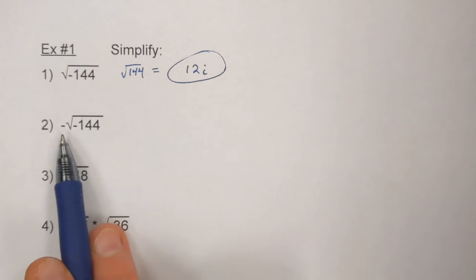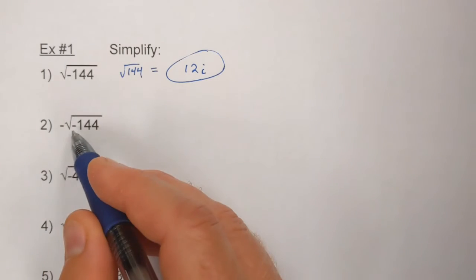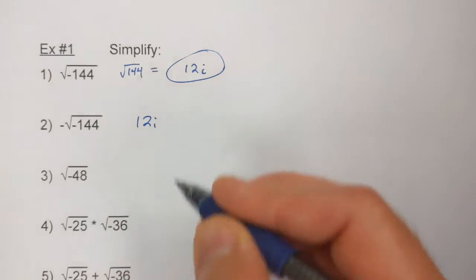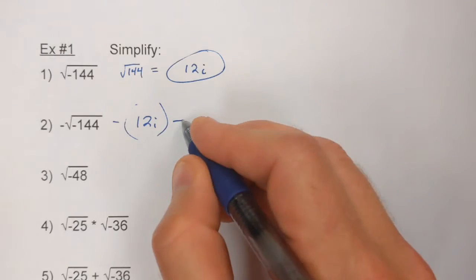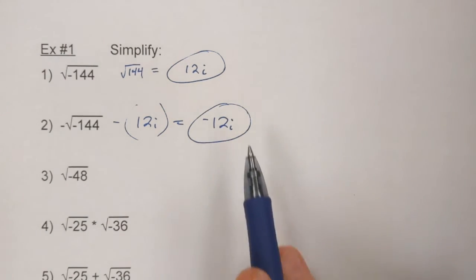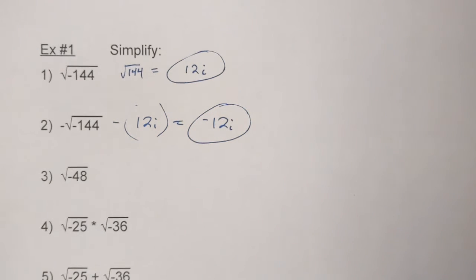Now, here we have a negative inside and outside. Here we already determined the square root of negative 144 is 12I. Here, this negative sign in front of it would make it a negative 12I. So yes, imaginary numbers can be positive or negative.